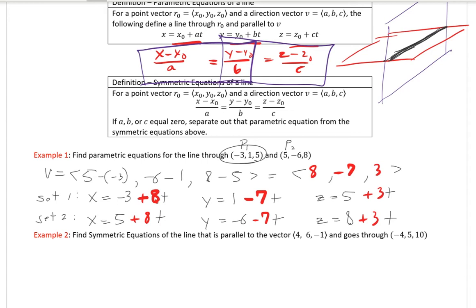Let's do a second example. Second example for symmetric equations, these are very easy. Find a symmetric equation of the line that is parallel to the vector v, or 4, 6, -1, and goes through -4, 5, and 10.